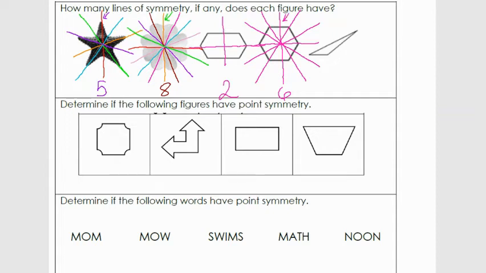Now, what about this next thing? Well, it is possible to have no lines of symmetry. This has none. I can even turn that 0 into a none. Not all shapes are symmetrical. This shape is not symmetrical, so don't forget that that's always an option.